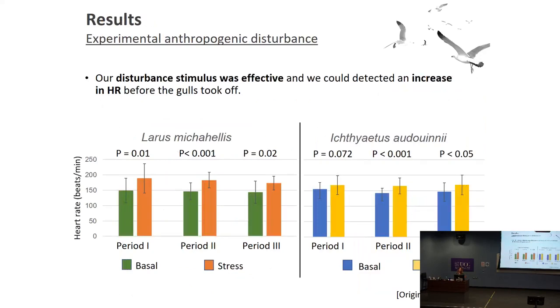So for the results, these are preliminary results. First we checked if our disturbance stimulus was effective, and we compared the basal heart rate with the stress heart rate, and we could see that there was always an increase in heart rate with our stimulus, with the transect, in both species, and there were significant differences in these basal and stress heart rates for all the periods except for Audouin's gull in the first period of the day.